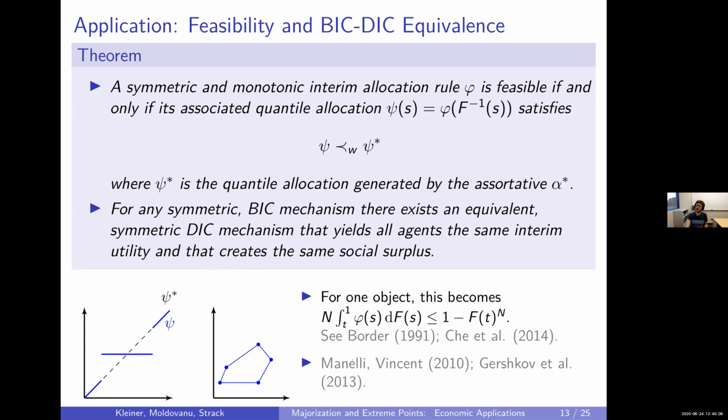So for one object, this is the result in Manelli and Vincent. By Gershkov and co-authors, this has been generalized to arbitrary social choice settings. So here, this is not a new result, but it's fairly easy to get this as a corollary of this Border theorem. So that's why we thought it's useful to include it here.